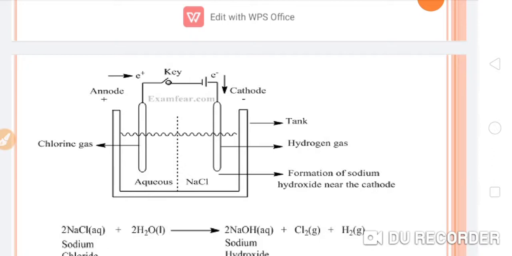So here is a setup. In this setup there is a battery, there is a key, and there are two electrodes as well as the vessel in which we will do this process. Here is an aqueous solution of sodium chloride, and at the cathode you can see hydrogen gas will evolve. At the anode, chlorine gas will evolve. So this is the setup by which you can understand how this process goes on.